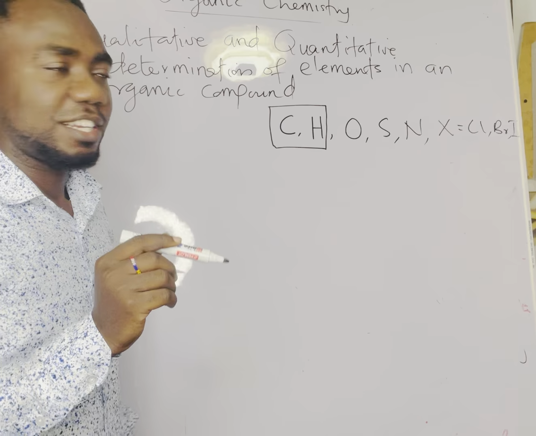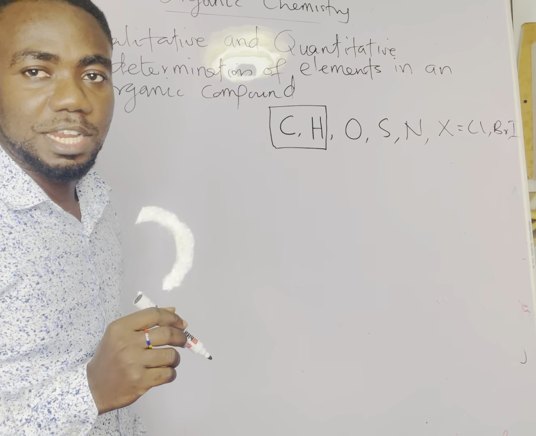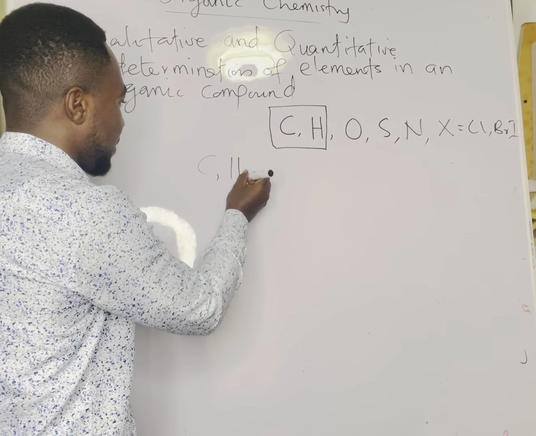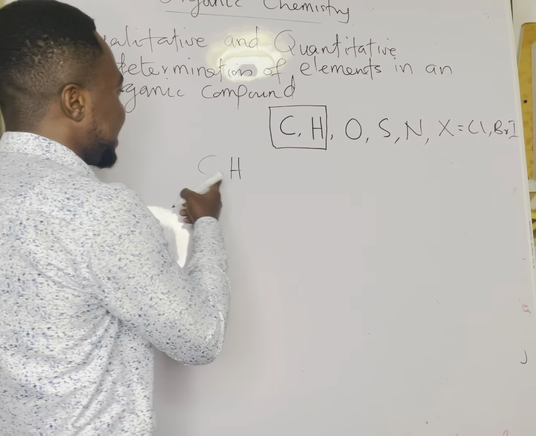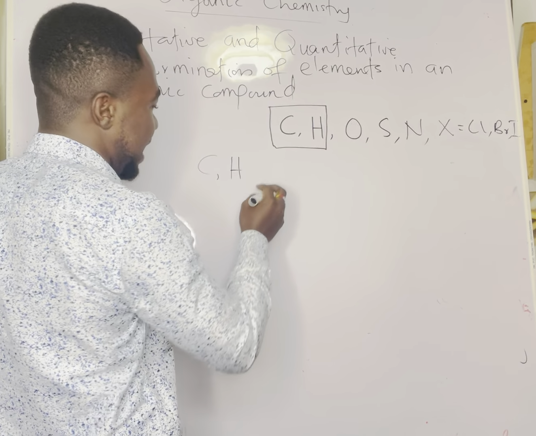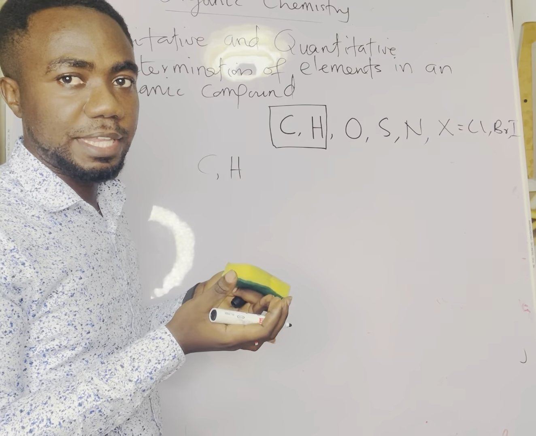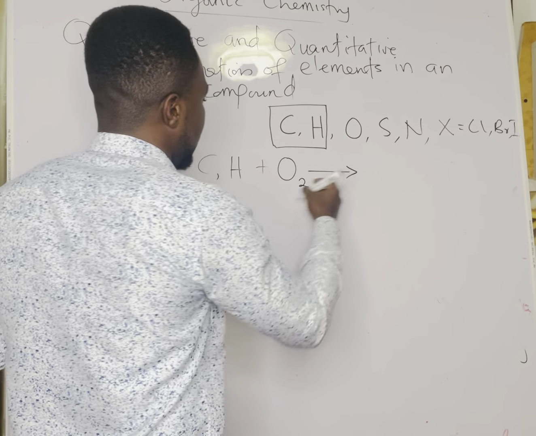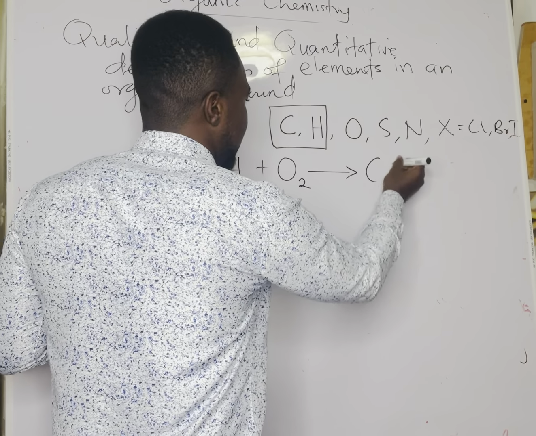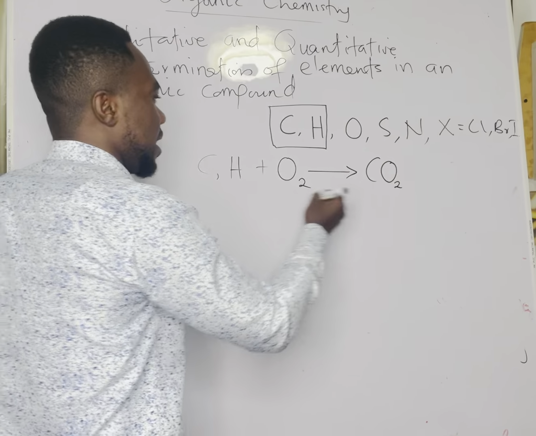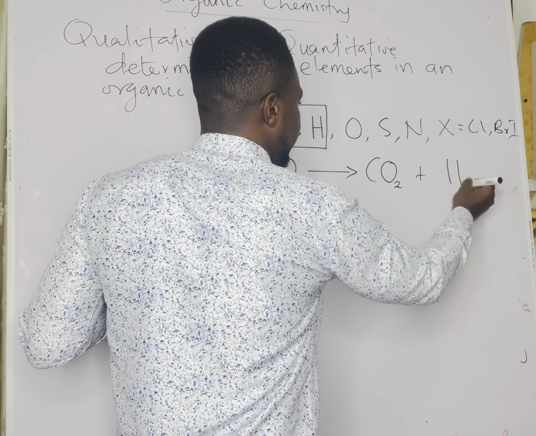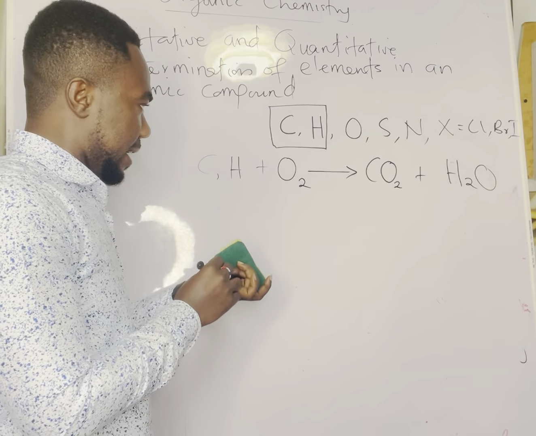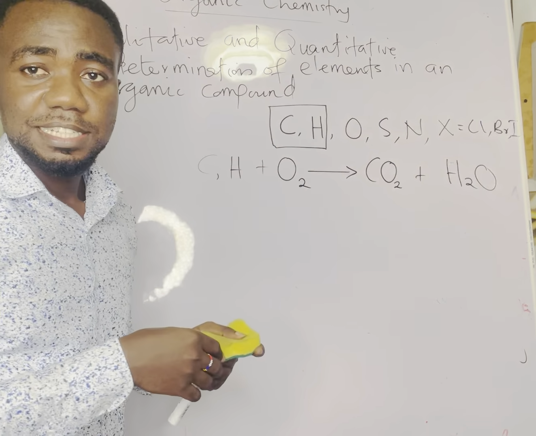The reaction to determine carbon and hydrogen in an organic sample: heating the organic sample in an iodometer, with pure oxygen. The carbon will be oxidized to carbon dioxide. Hydrogen will be oxidized to water. Now, the effervescence of the gas.